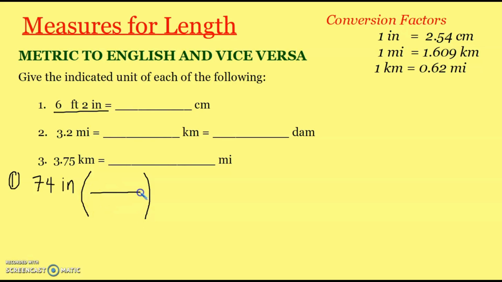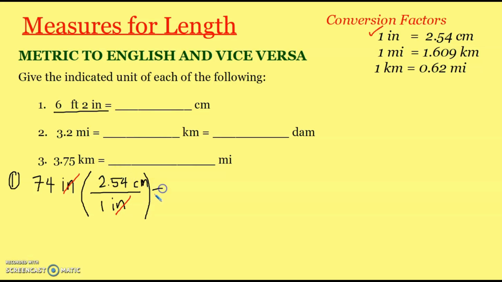Tapos, convert natin siya into centimeters. So, upon looking at the conversion factors here, ang kailangan natin gamitin ay yung inch to centimeters. So, yun yung first. Okay? So, we need to cancel out inches and we follow the diagonal format. Dapat nandito sa baba yung inches. And we write 2.54 on top. Okay? So, after we have written that, we cancel out the unit of measure inches.